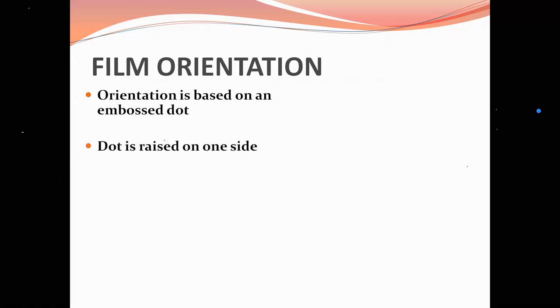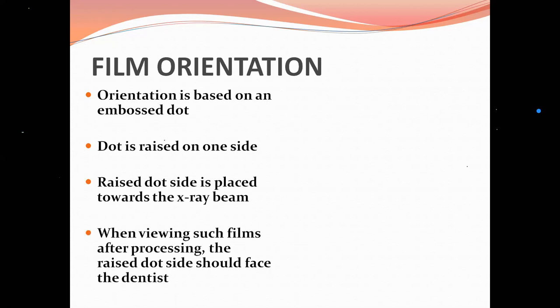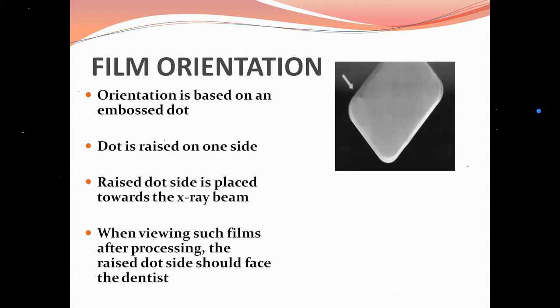Okay. So when you're going to be taking the X-ray, how are you going to orient it? I'm sure everybody knows that if you palpate the X-ray, at one end you will feel a raised dot. This dot is raised to one side and depressed on the other side. This raised dot side is placed towards the X-ray beam, towards the tooth, and the depressed side is away from the tooth. And once you've developed the X-ray, while processing it, the raised dot should face the dentist.